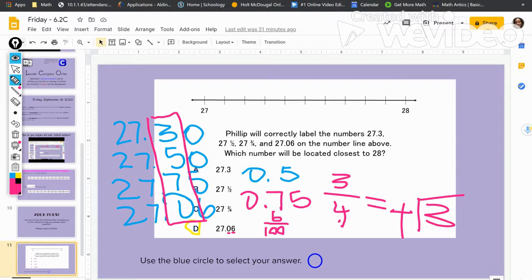I'm looking for the largest number because I'm trying to get closest to 28. So 27.75 is my answer. So the correct answer for this problem is C, 27 3/4. Okay, because I'm trying to get closest to 28.